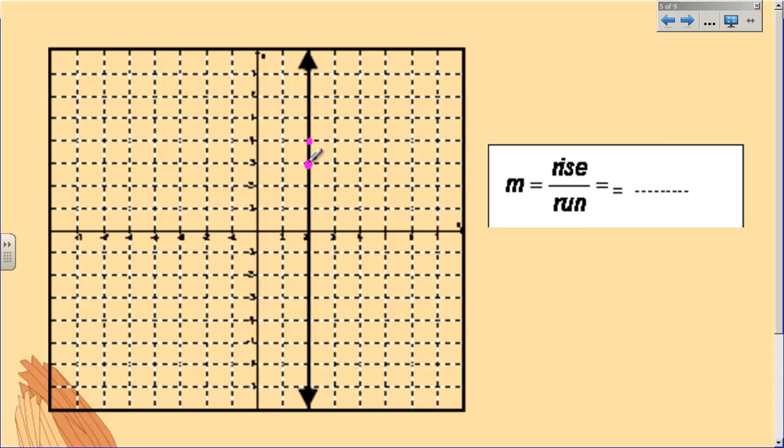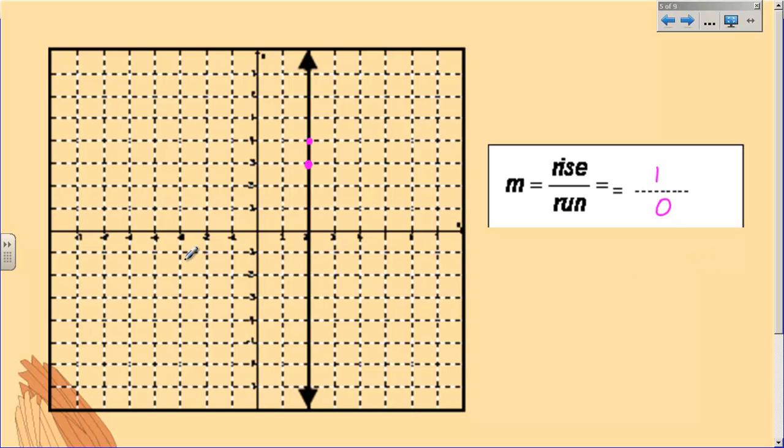My rise from one point to the next, and it does not matter whether you go up or go down. It makes absolutely no difference, I promise. But my rise from this point to this point is 1 because I went up 1 point to get there. My run, however, there isn't one because I do not go right or left at all. To get from here to here, I don't have to move right or left. That makes my run 0.